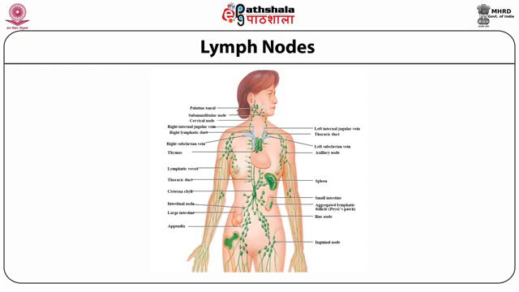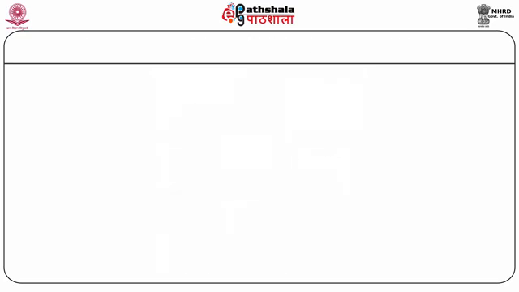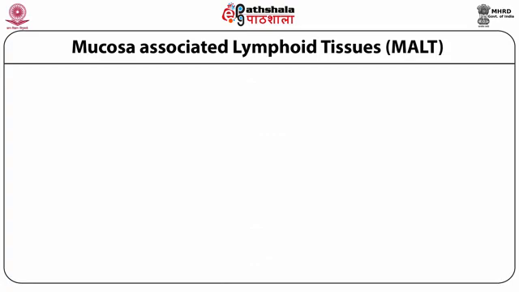Lymph nodes essentially trap antigens from the circulating lymph. It is the circulating lymph within the tissue which brings the antigens, and lymph nodes trap these antigens there. We also mentioned earlier mucosa associated lymphoid tissues, which is abbreviated as MALT.